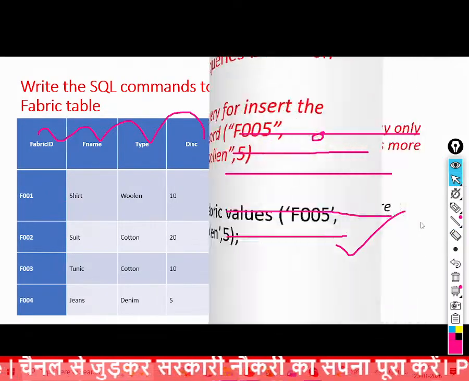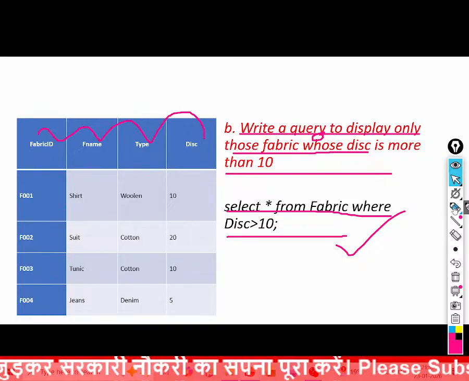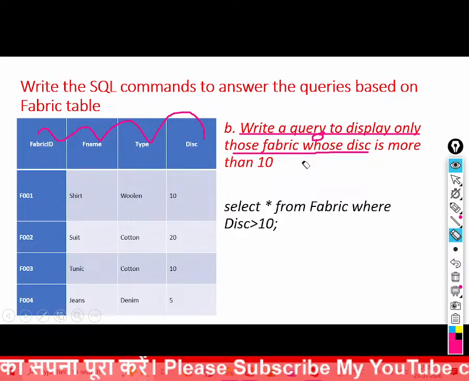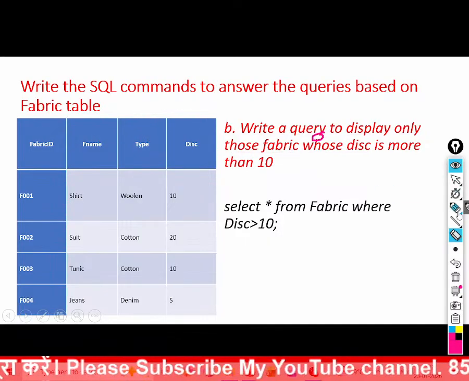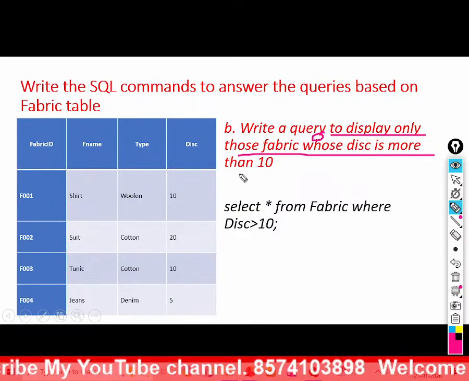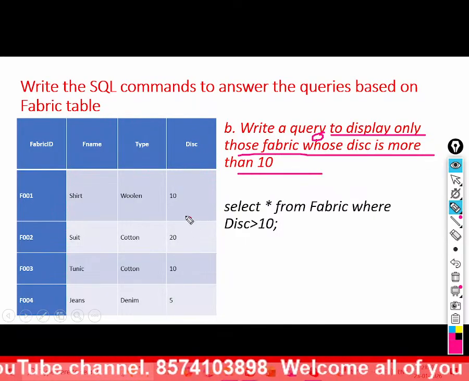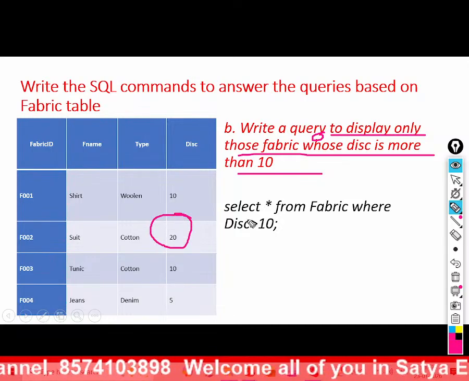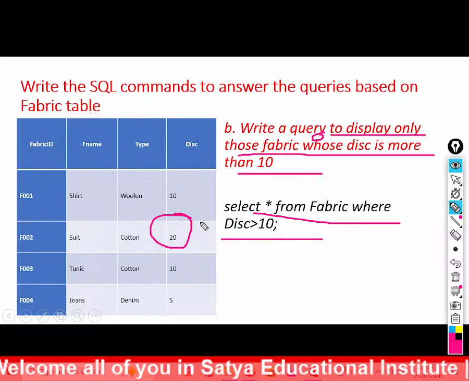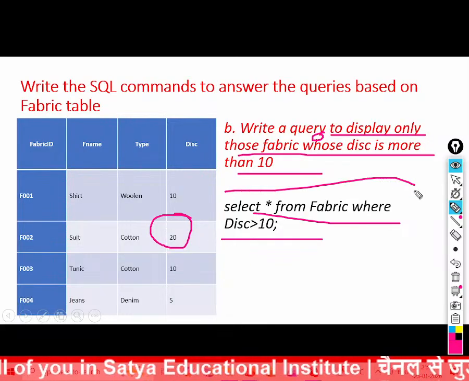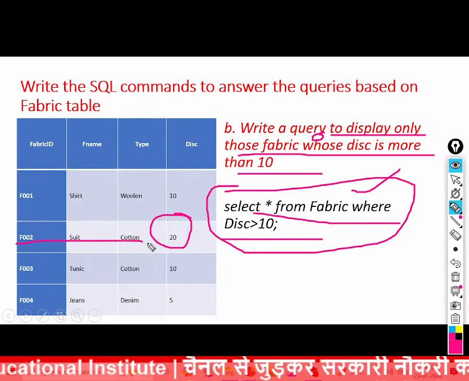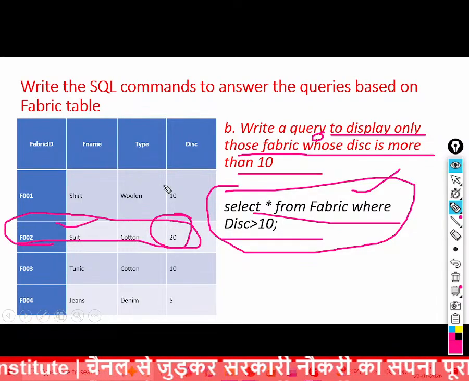Now the next command is: write a query to display only those fabrics whose discount is more than 10. Discount is more than 10. It means: SELECT * FROM fabric WHERE discount > 10. If you write this, then it will display only the matching records.